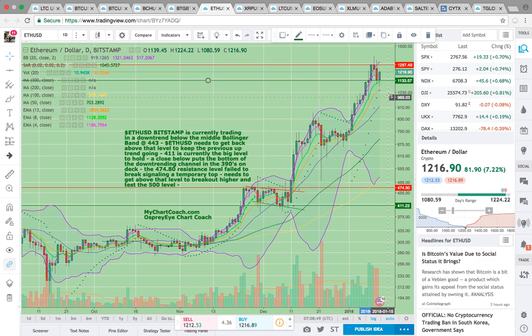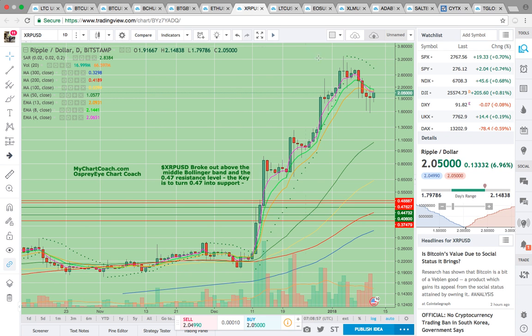It could do that and bounce off of it and still keep the uptrend going. So just keep that in mind. You know, it has to keep making new highs to keep the strong uptrend going. Now, talk about new highs. Here's Ripple. This is the Bitstamp Ripple.